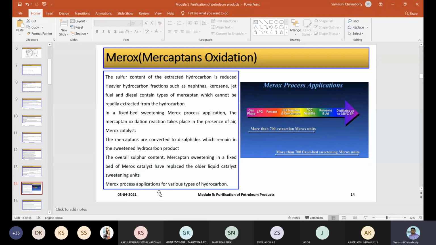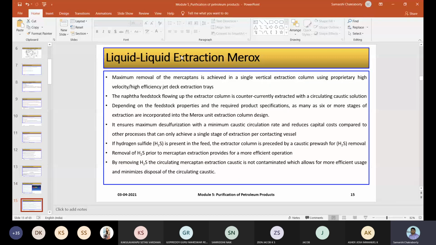The Merox process application for various types of hydrocarbons, so what type of hydrocarbon your Merox process can handle, has been depicted using this particular diagram. So you can also have a look into it. Because of its effectiveness, now it has replaced the older liquid based sweetening process. So this is talking about this liquid extraction part.